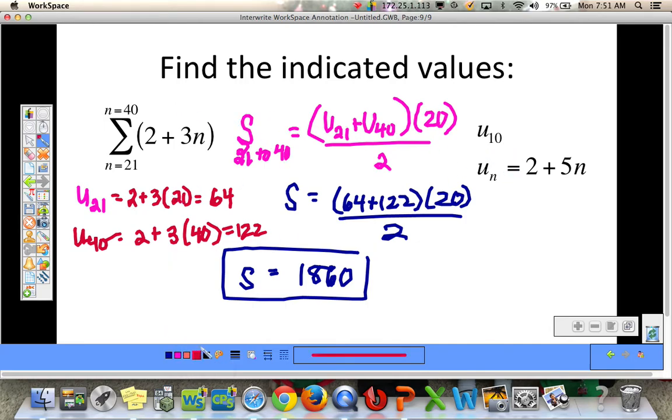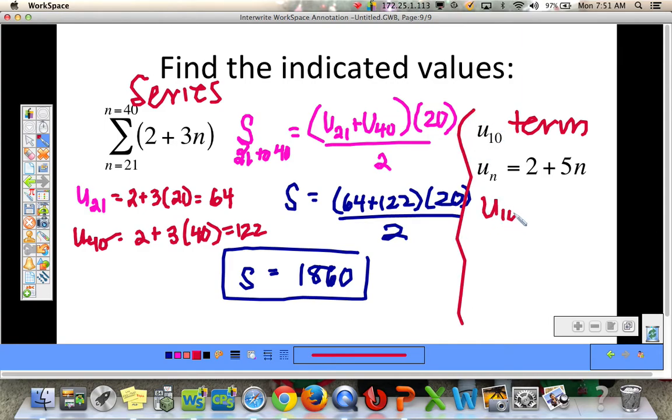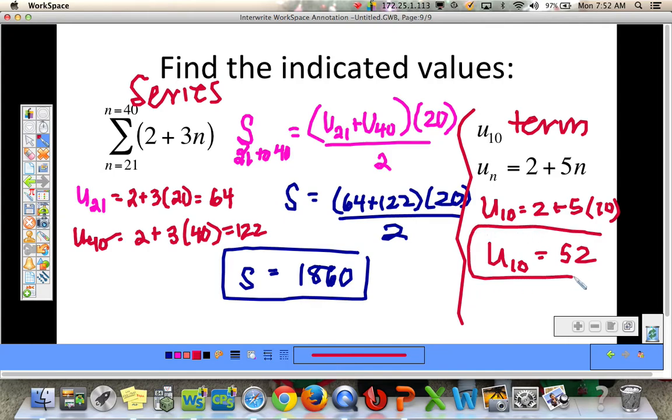This is a series, which is a sum. This is a term. So u sub 10 is find the 10th term, and that's just plug in. So u sub 10, the 10th term, is 2 plus 5 times 10. 5 times 10 is 50, plus 2 is 52. So this is saying the 10th term in your list of numbers is 52, versus the sum where you have to add up some terms here.